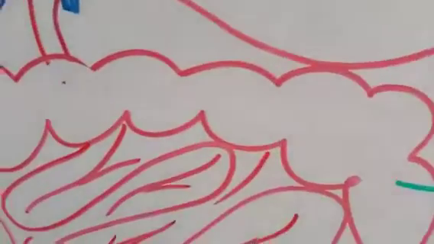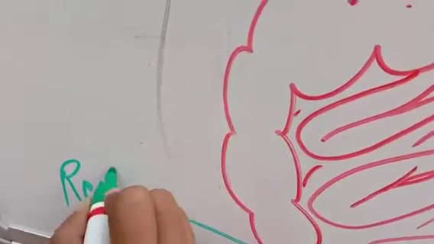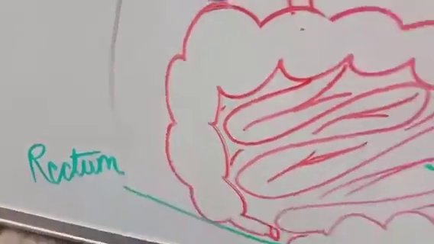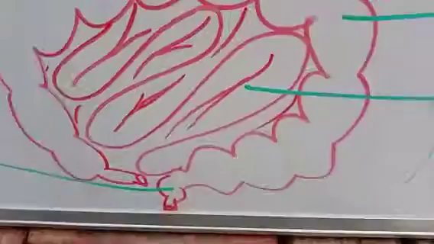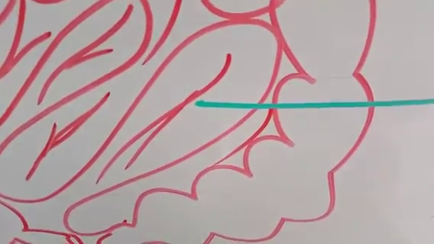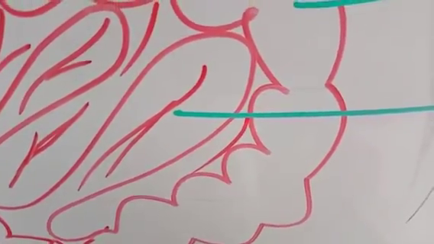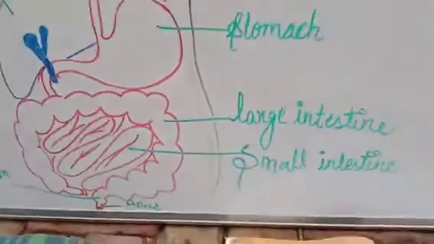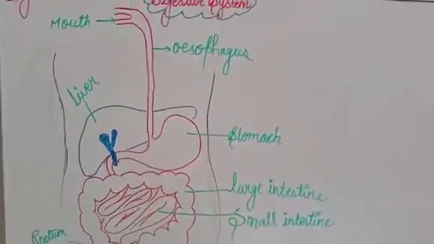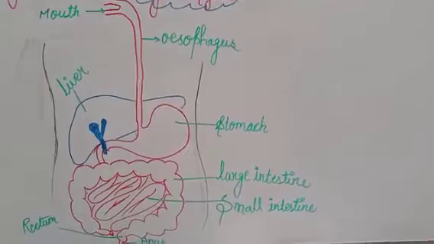Then I told you what you have to draw. Rectum. And then last is anus. Fine. This is a diagram of the digestive system. Okay.